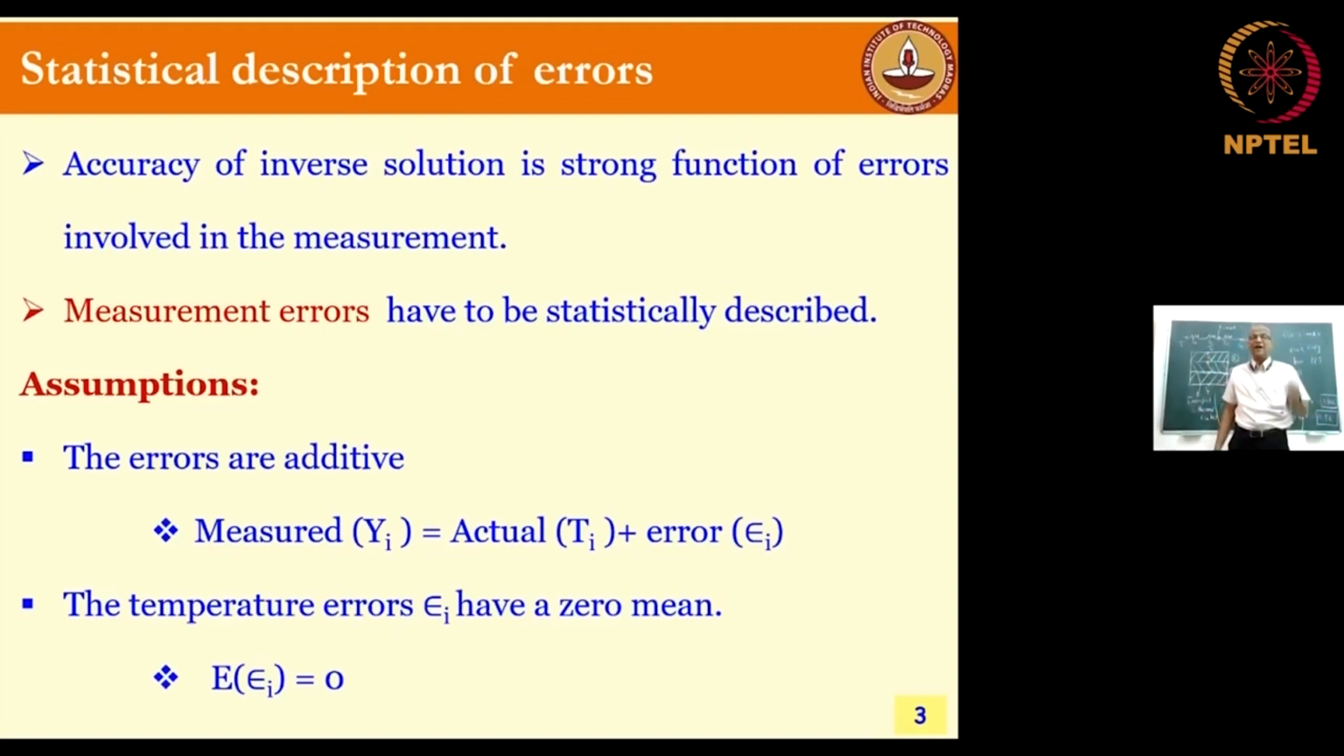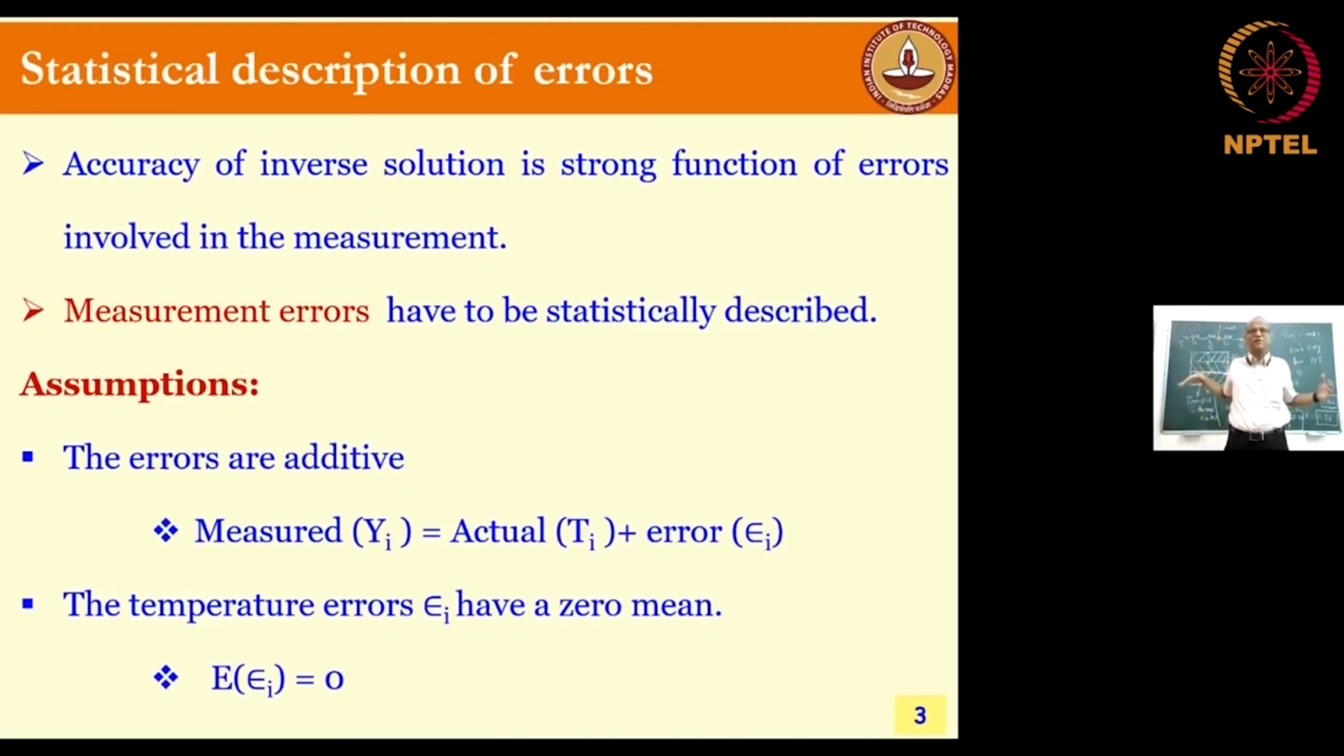Second point: the errors have a zero mean. If you add all the errors, if it is an unbiased instrument, it has a mean of 0. That means sometimes it is plus 0.4 degrees, sometimes minus 0.5 degrees, sometimes plus 0.6 degrees, sometimes just plus 0.1, minus 0.2.